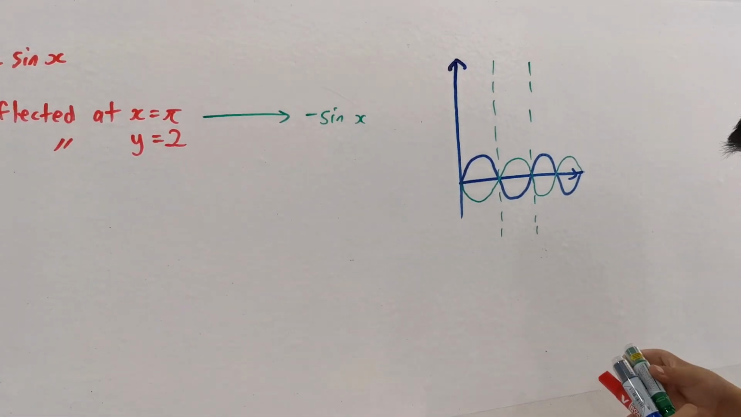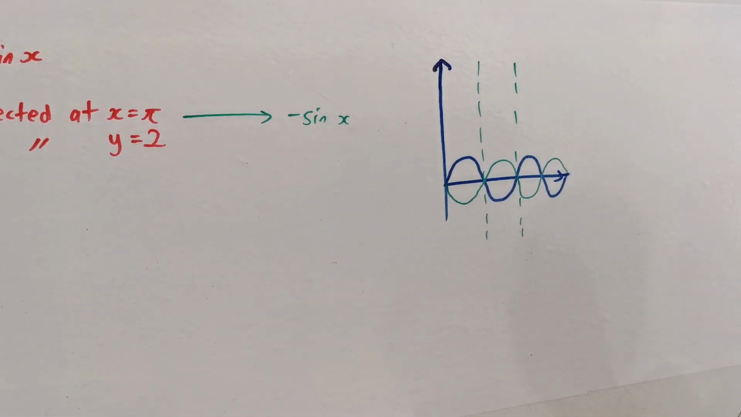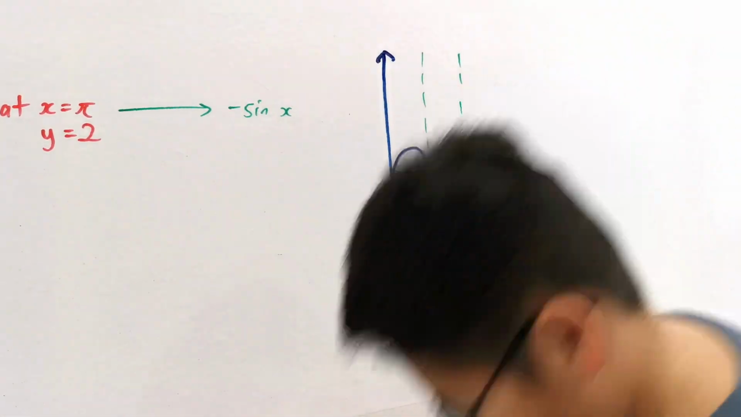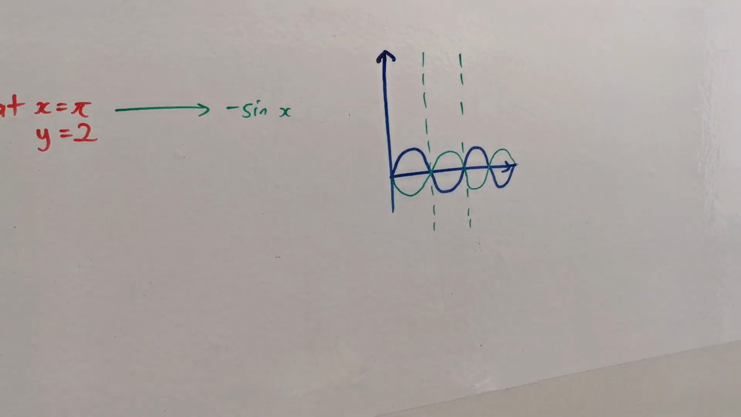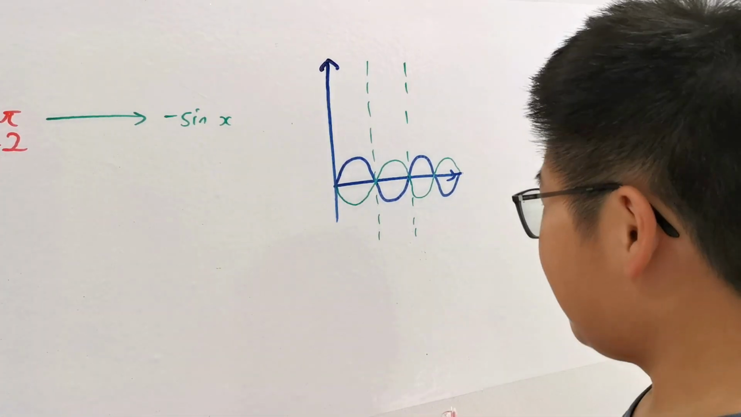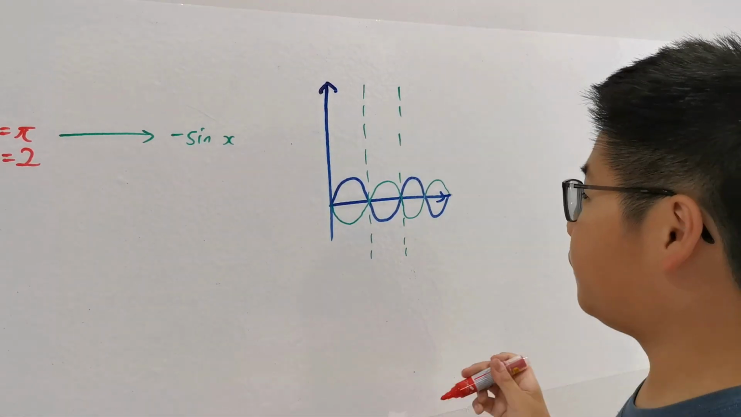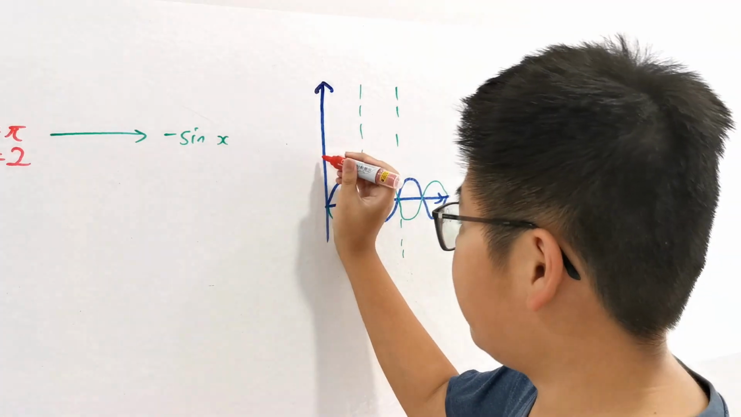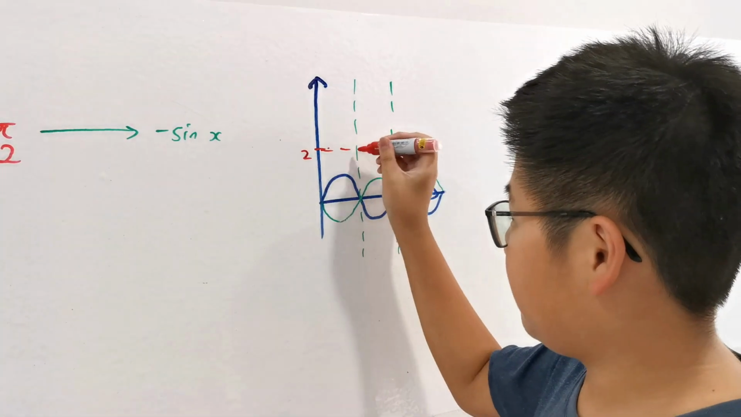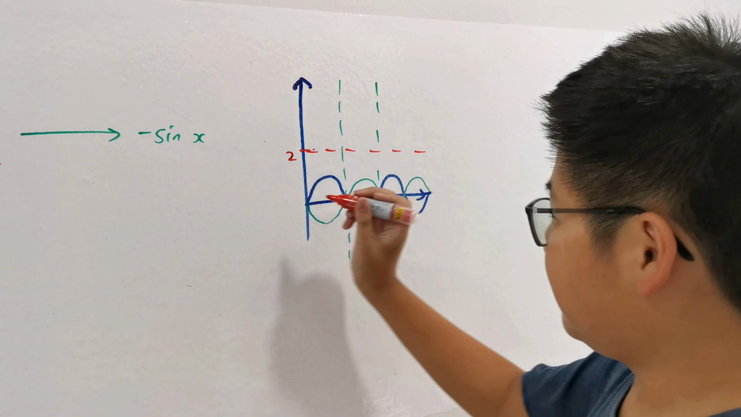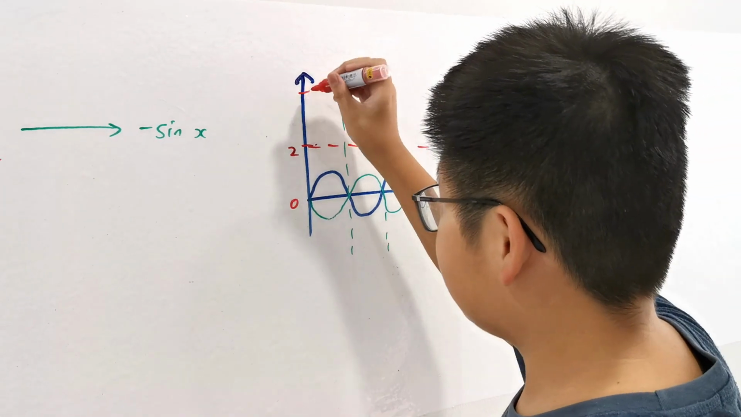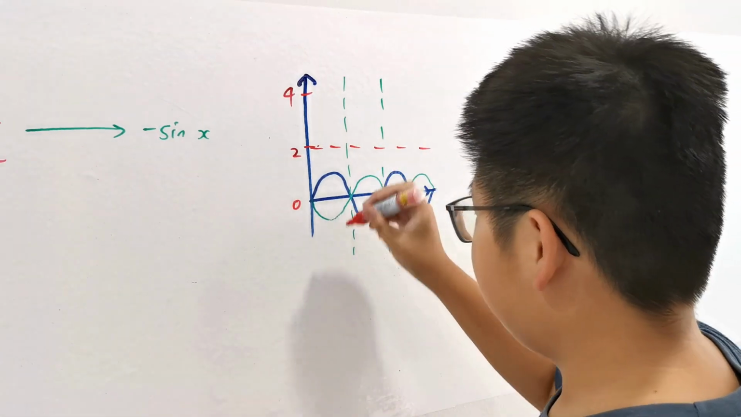Now this graph is reflected at the line y equals 2. So let me put down the marker. Sorry, I dyed my hand. Anyway, for the reflection at y equals 2, we put y equals 2 here because it's above the maximum value. And this is 0, so that means the reflected distance above should obviously be 4.